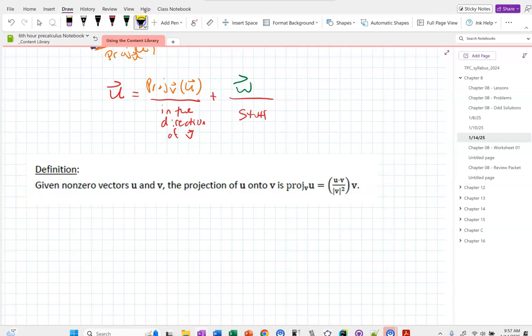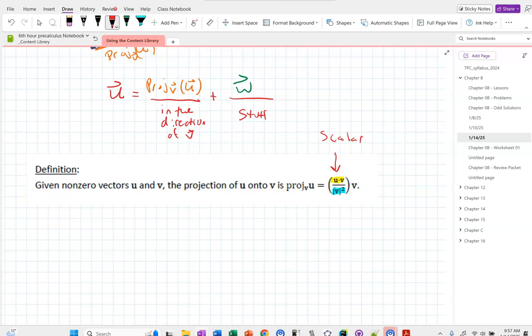Now remember, the result of a dot product of two vectors is just a number, right? The magnitude of a vector is just a number. So what we're talking about here is just a scalar multiplication, right? Just wanting to point that out to you.